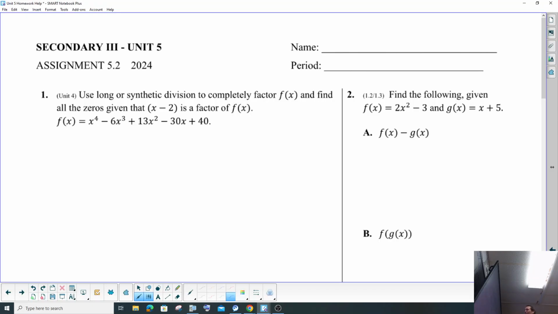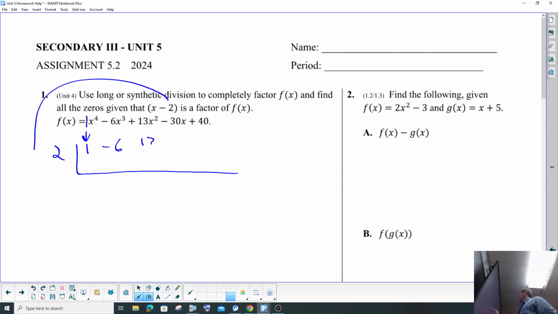So 5.2. Do you still remember how to do synthetic division, long division? You need to remember that for the ACTs and maybe Unit 5 tests. Definitely Unit 4 and 5 combined. So we use the opposite sign. We use a +2. Upside down house. And then invisible 1, -6, 13.